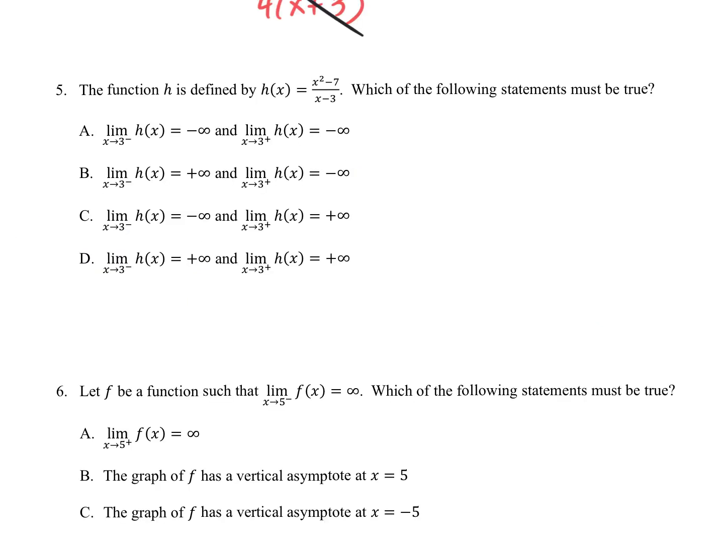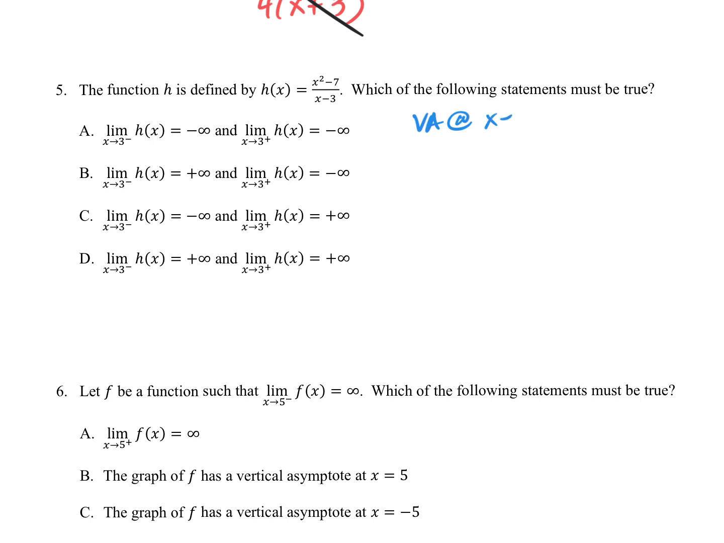Okay, you guys, what do you think's going on? If I've got limits approaching infinity, what do I have to have? A vertical asymptote, right? What makes a vertical asymptote in my function? The denominator 0. Guys, where are we going to have a vertical asymptote?